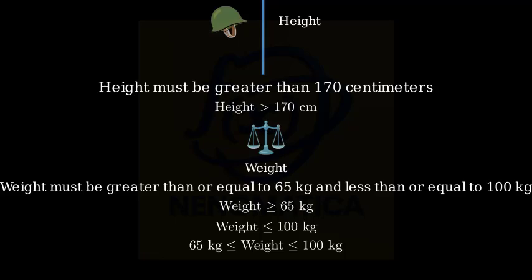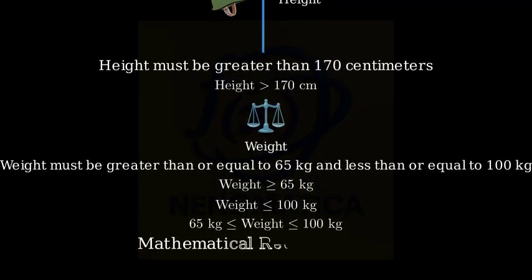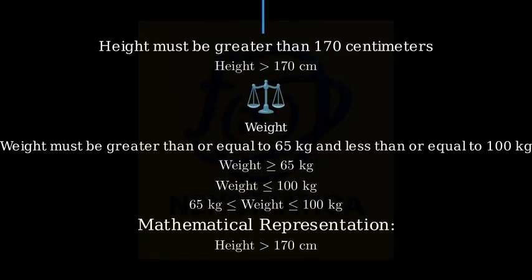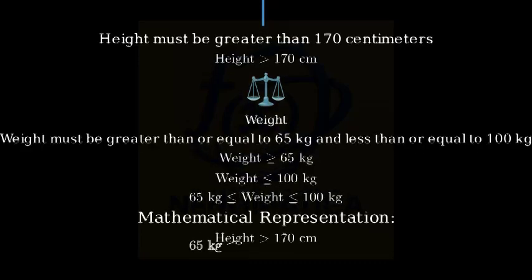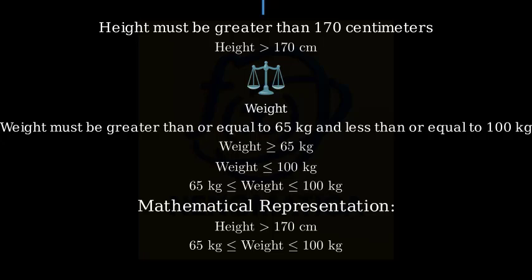Let's summarize the mathematical representation of our second example. If we denote the height as height in centimeters, we have height is greater than 170 centimeters. And if we denote the weight as weight in kilograms, we have 65 kilograms is less than or equal to weight, which is less than or equal to 100 kilograms.